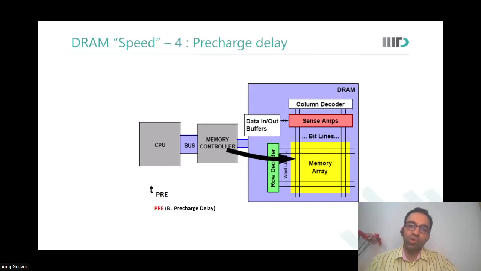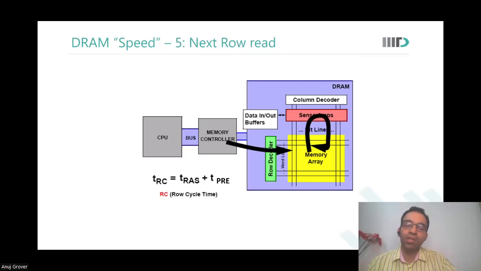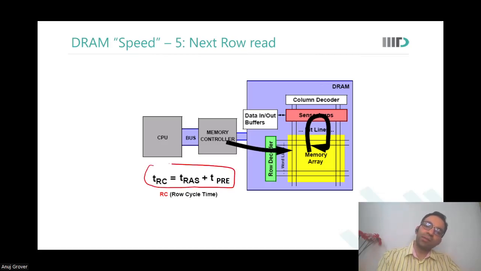Then you need to give some time for pre-charging of the bit line. Let us say that is T3. So this pre-charging of the bit line happens after TRCD or TRAS, and therefore the next row command can be given after the bit lines have been pre-charged. So TRAS plus T pre, that is TRC. This is also called the row cycle time.